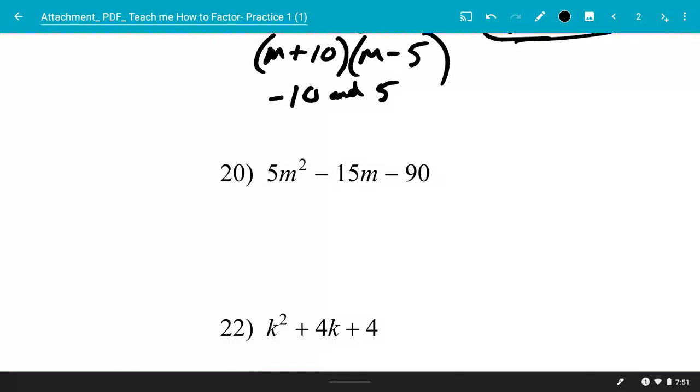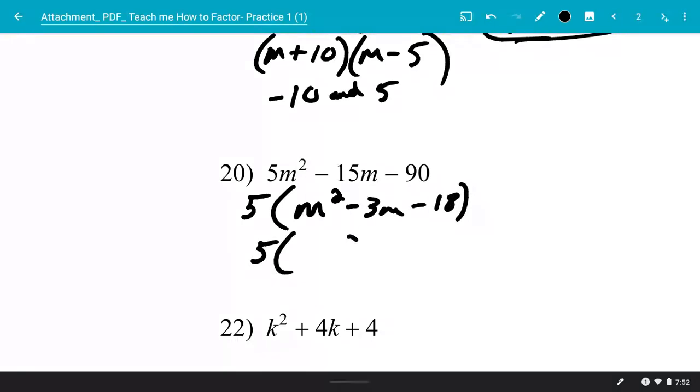Number 20, is there a GCF? Yes, I can pull out that 5. So I'm left with m squared minus 3m minus 90 divided by 5 goes in 18. Okay. We'll just pull that 5 down. I can split the signs now with what's inside because there's no leading coefficient. M in each. Signs are opposite, so plus and a minus.